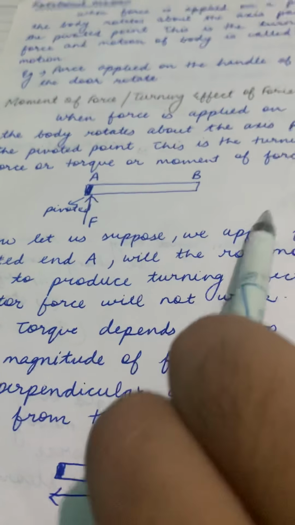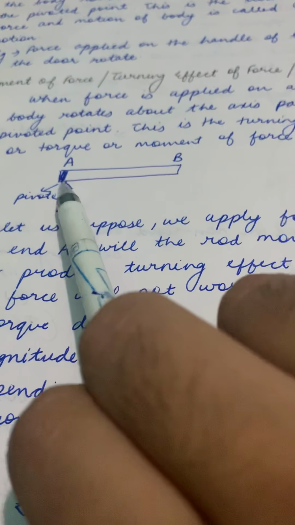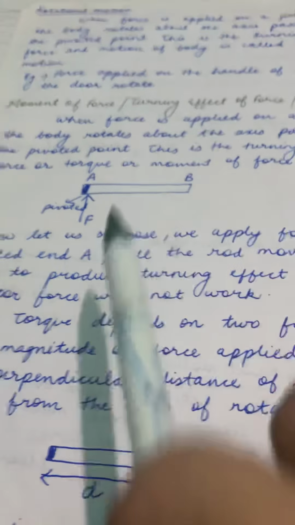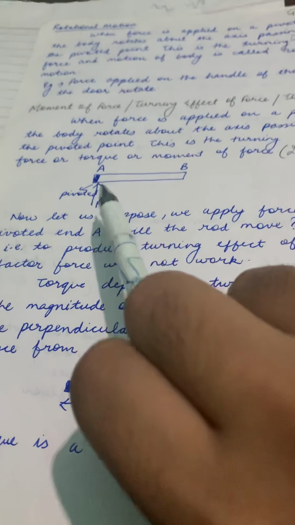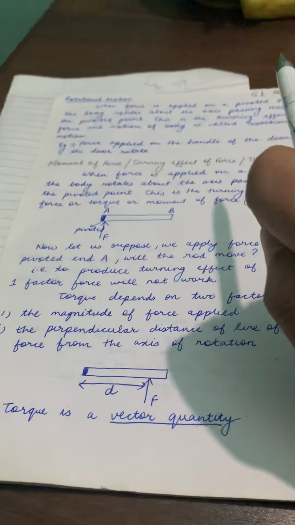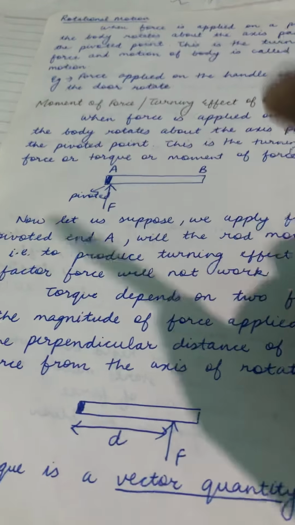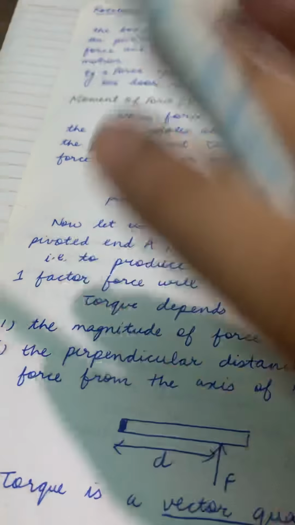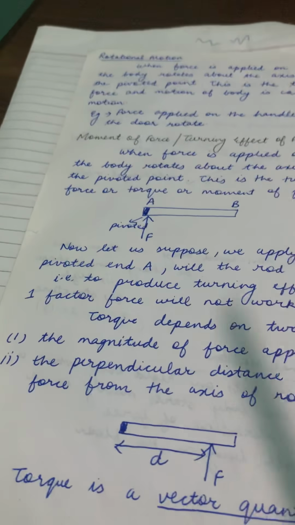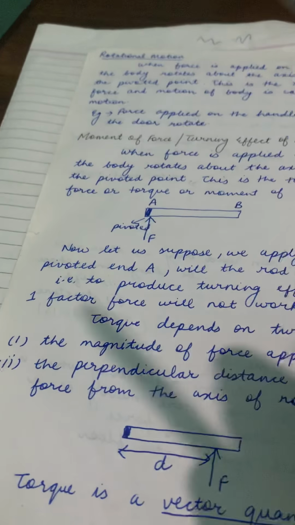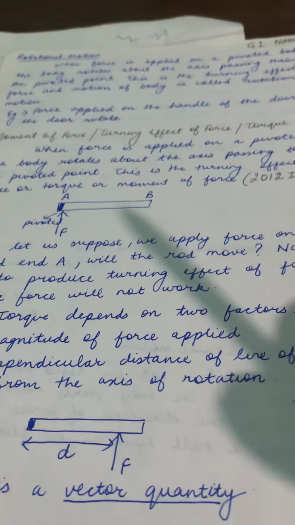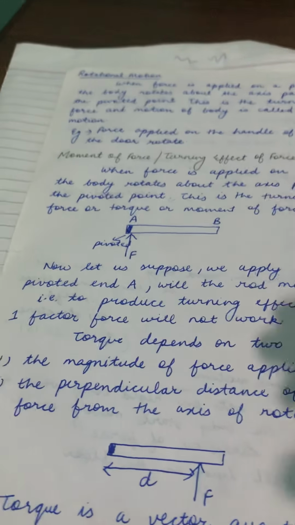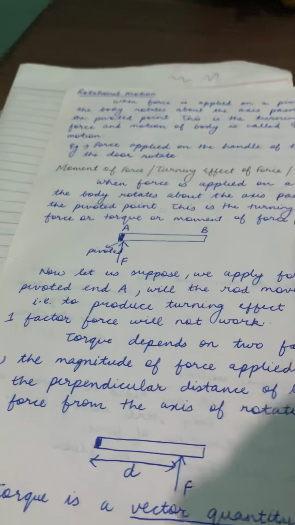Now suppose this is your body and it is pivoted, that is, fixed at end A, and end B is free to move. Now let us suppose we apply the force on its pivoted end A. This end is the fixed end and I am applying the force here only. Will the rod move? The answer is no. So one thing is now clear: to produce a turning effect, force alone is not sufficient. It means the torque, or the moment of force, does not depend only on force; there might be another factor on which the torque depends.